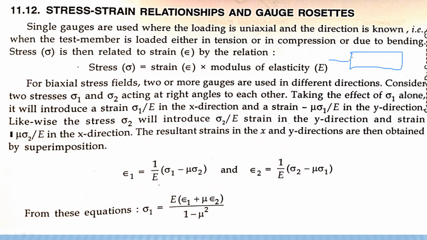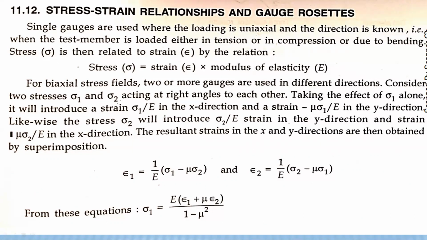Suppose there is one object, and forces are acting on that body in only one direction. The strains, the forces acting on this body, are only unidirectional. For biaxial stress fields, two or more gauges are used in different directions.